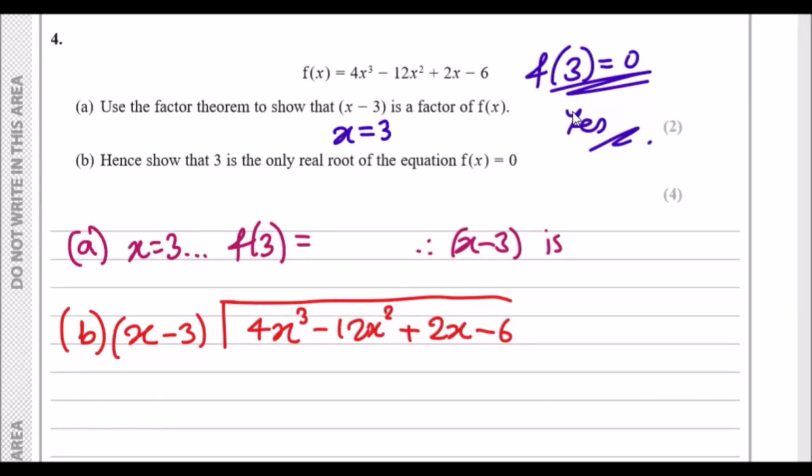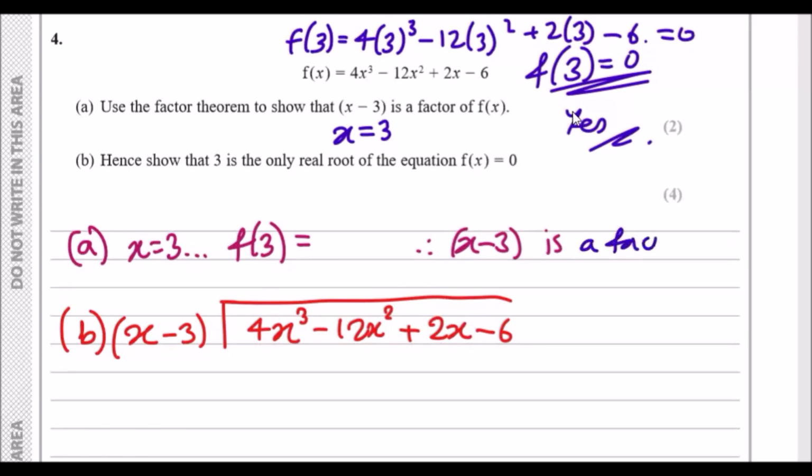In your working out, always write it like this. So say, okay, f(3) equals 4 times 3 cubed minus 12 times 3 squared plus 2 times 3 minus 6. And then say this equals 0 and then make a statement. Say yes, x minus 3 is a factor of f(x). It is a factor of the function, literally. That's it. Now part B. Hence show that 3, in other words x equals 3, is the only root of the equation when the function is set to 0.